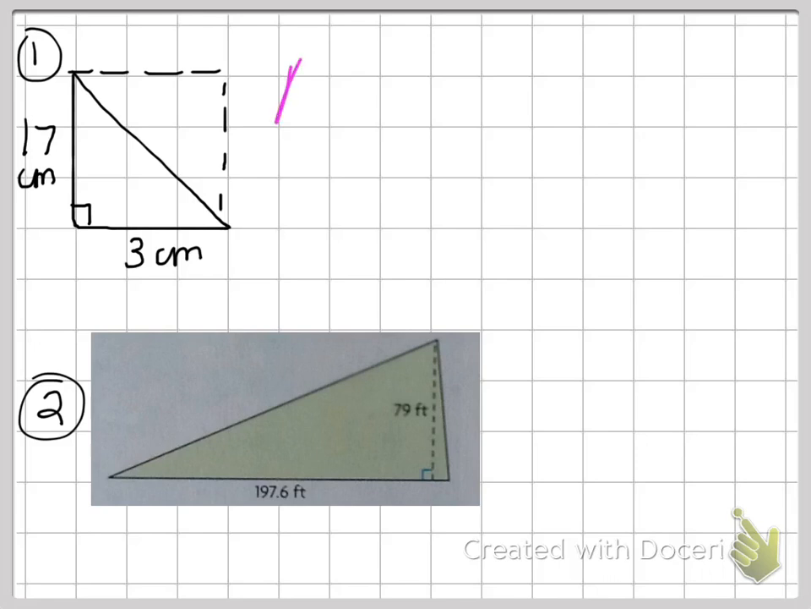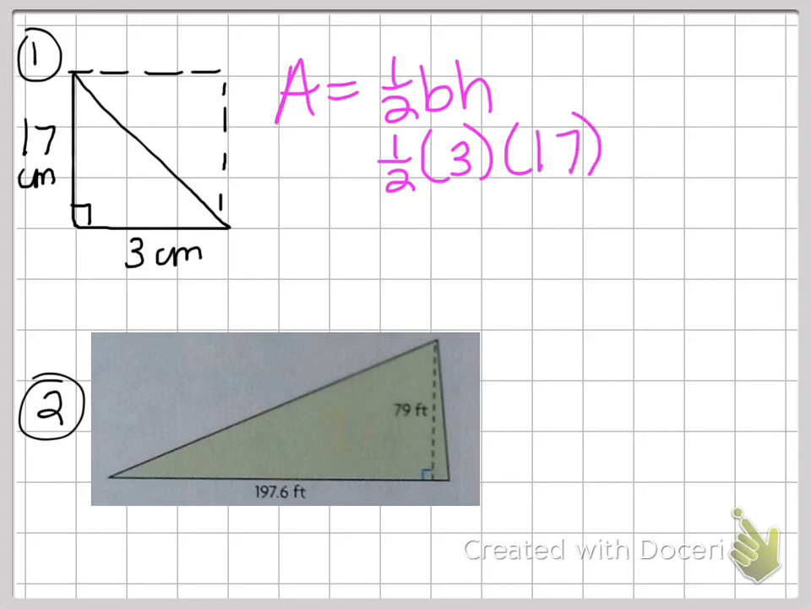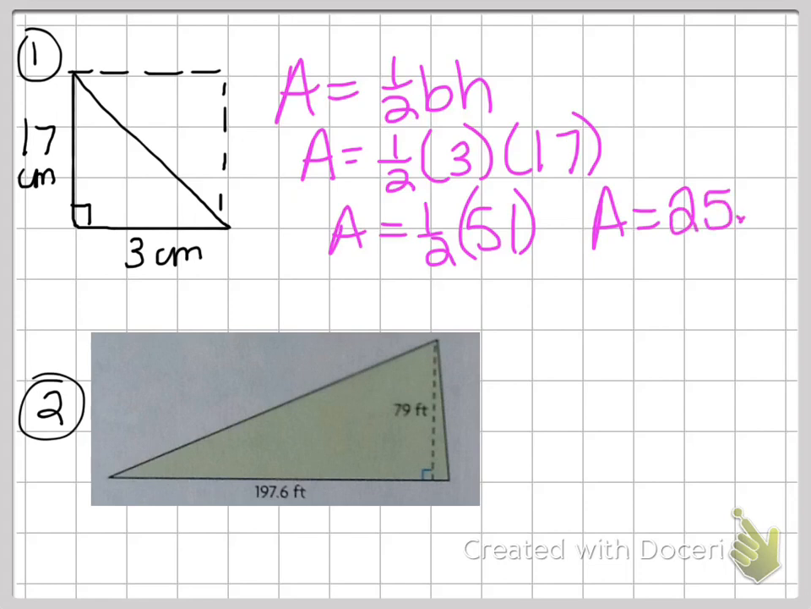So we're going to use the formula area equals half base times height. Fill in what we know. This stays as 1/2. The base is 3, and the height, it's not h, it's 17. And we're going to solve for the area. And I'm going to keep this 1/2 just because 3 times 17 is 51. Half of 51 is 25.5, or 25.5 centimeters squared.